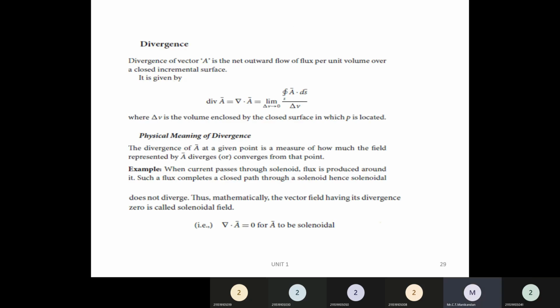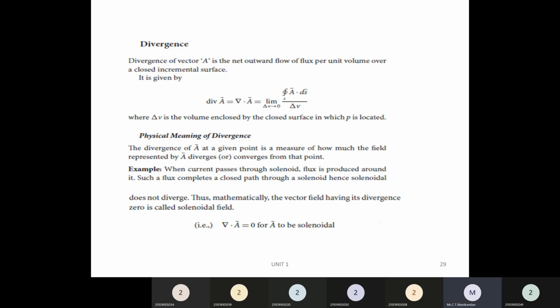The next one is the divergence. Divergence is nothing but the net outward flux in a closed surface. The net outward flux in an area is what we call the divergence. For example, we are all electrical and electronic students, so you know about the solenoid. I am passing current through the solenoid. What happens there? The flux will revolve around that solenoid.